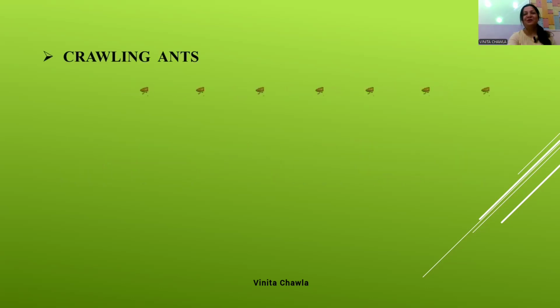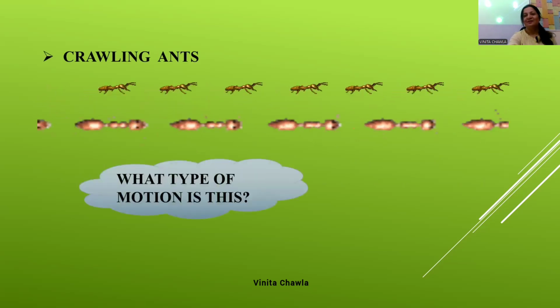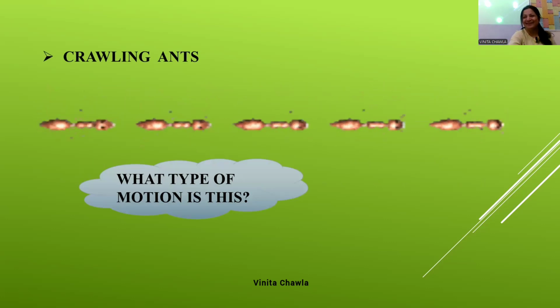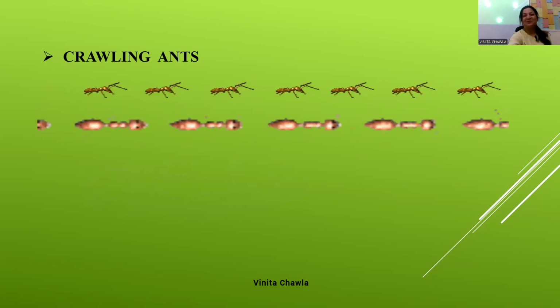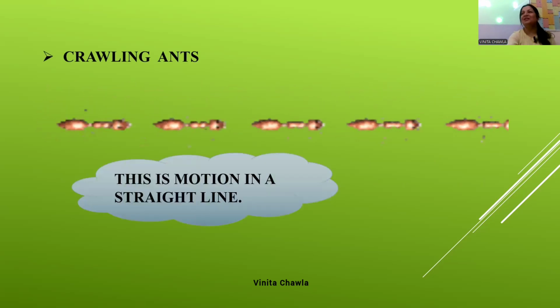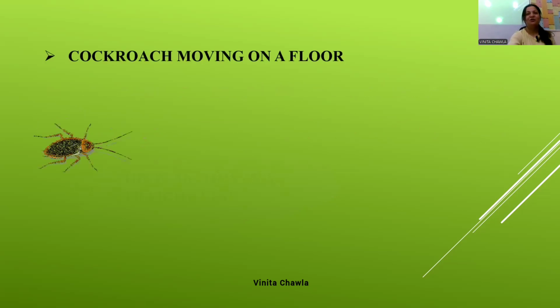The crawling ants, you can see they are moving in the same straight line. So this kind of motion is motion in a straight line. Okay. And a cockroach moving on a floor.